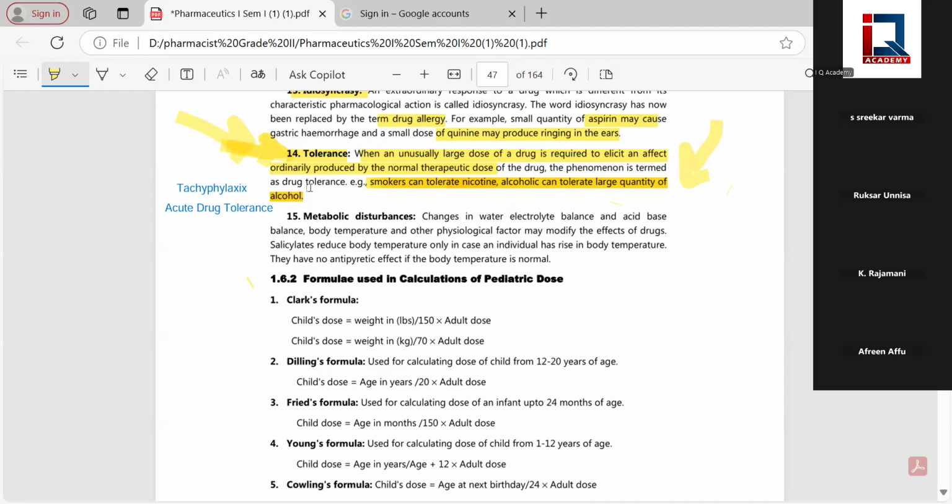After tolerance, in acute drug tolerance you will get tachyphylaxis. First you will see the tolerance, then slowly those receptors will also get blocked. Even for more doses it will not respond, then we call it tachyphylaxis, right? And the last factor is metabolic disturbances.